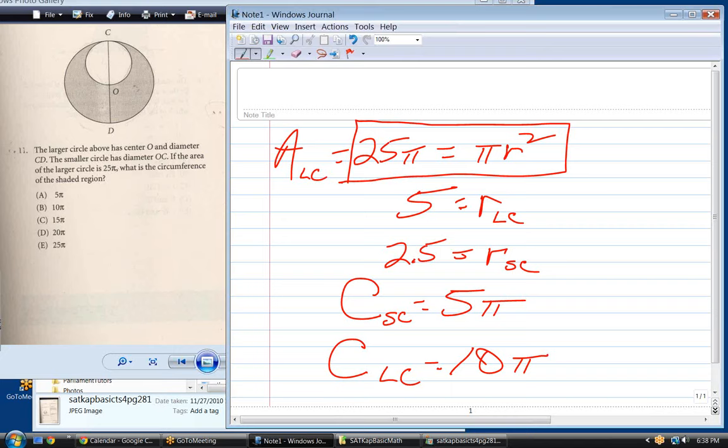The shaded region? Wait, what are we solving for? What is the circumference of the shaded region? Now, normally shaded region problems are area. This is a little different.